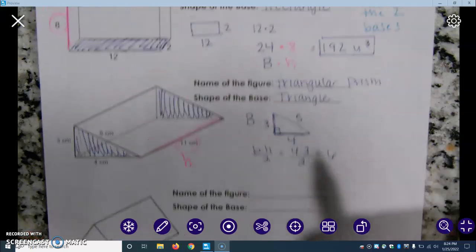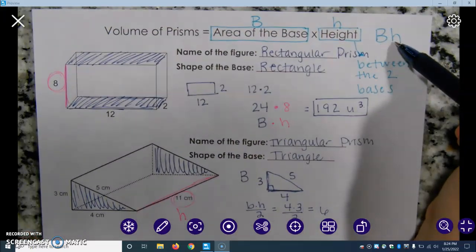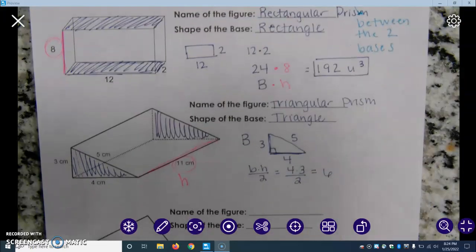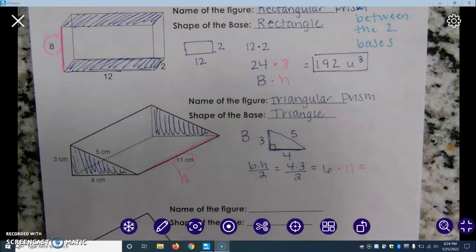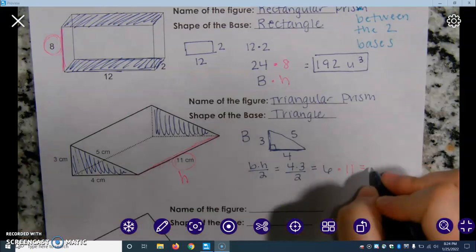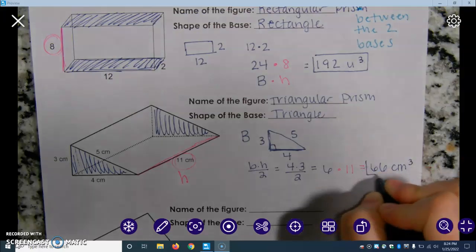So that is the capital B. That's this. Now I need to multiply that by the 11, the height of my prism. So 6 times 11 is 66. And this unit would be centimeters cubed.